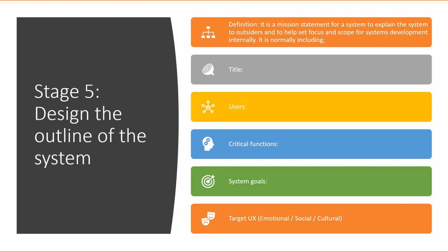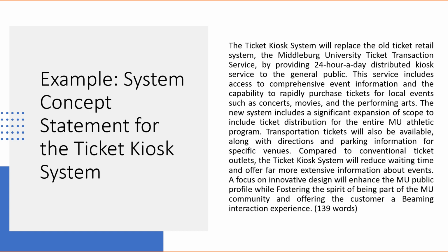And here we have an example of a system concept statement for a ticket kiosk system. It's 139 words. The ticket kiosk system will replace the old ticket retail system, the Modelberg Universe Ticket Transaction Service, by providing 24-hour-a-day distributed kiosk service to the general public. So it's explaining that it is a system replacing our old version, available 24 hours a day, and a distributed kiosk service to the general public. There is no specific persona in this case.